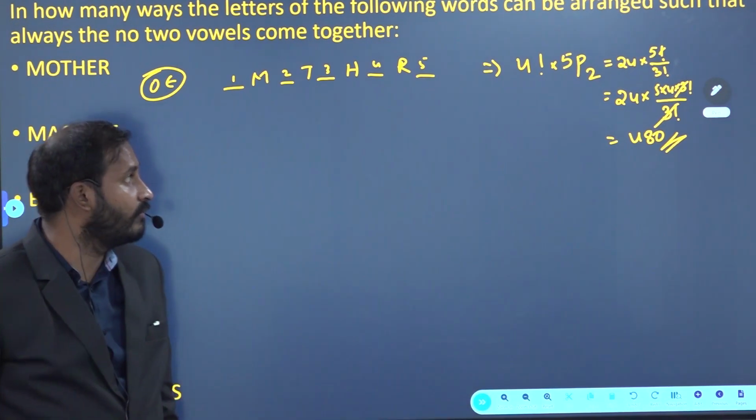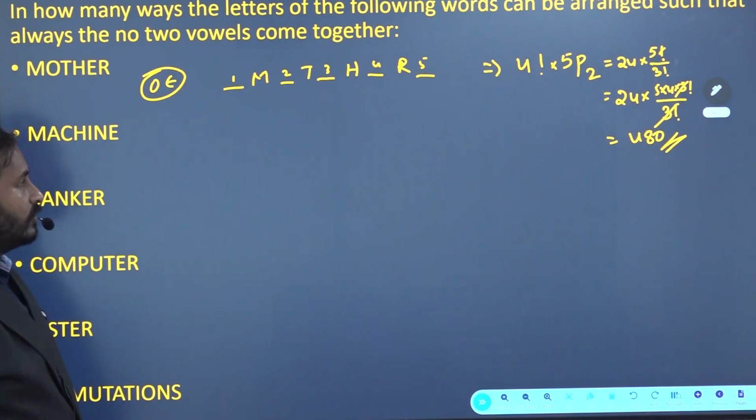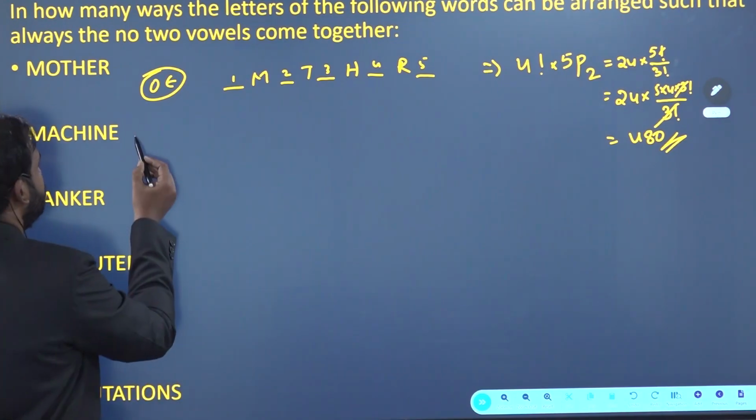Such that no two vowels come together. Next, MACHINE. Please see here.